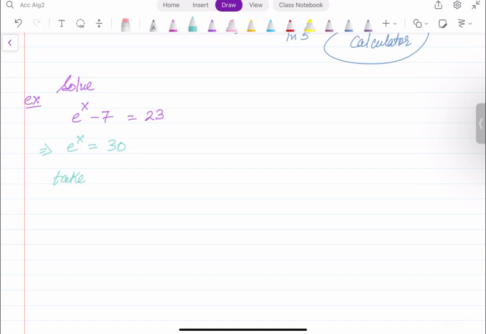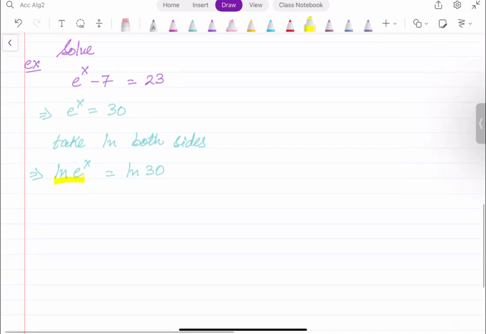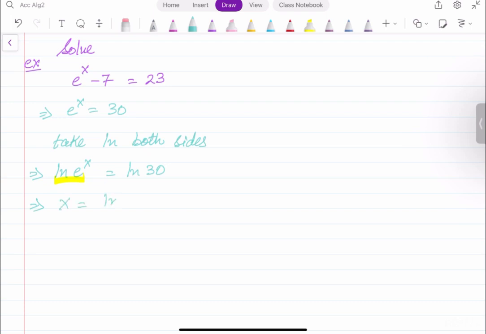How to get rid of e? Take ln on both sides, because ln and e are inverses of each other. ln of 30. Now x will come down. x is equal to ln of 30. And then you can just put it in the calculator. Let's take one more example.